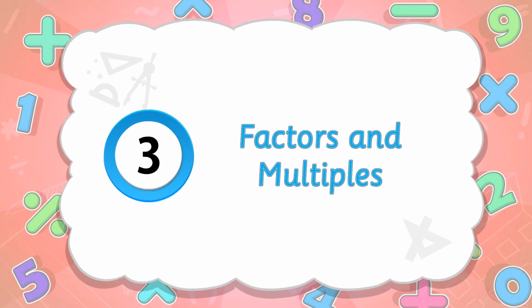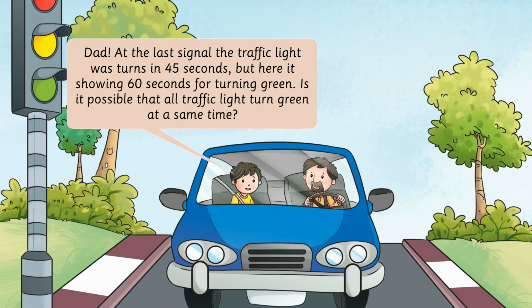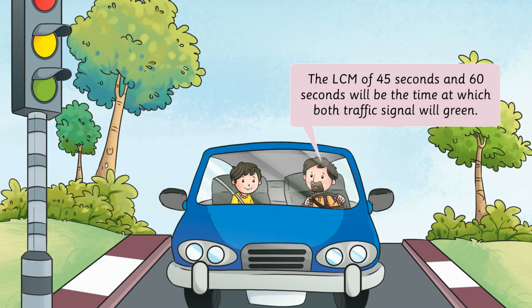Chapter 3: Factors and Multiples. Dad, at the last signal, the traffic light turns in 45 seconds. But here it's showing 60 seconds for turning green. Is it possible that all traffic lights turn green at the same time? The LCM of 45 seconds and 60 seconds will be the time at which both traffic signals will turn green.